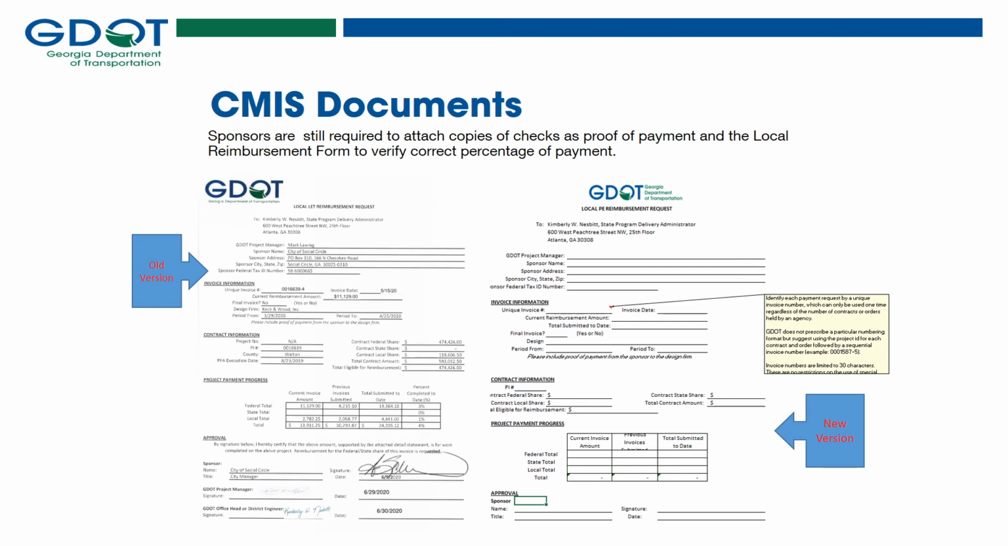If the locals have an 80-20 split, then the locals should be requesting 80% of whatever amount that they have totally paid out. The checks and the proof of payments should support this amount.